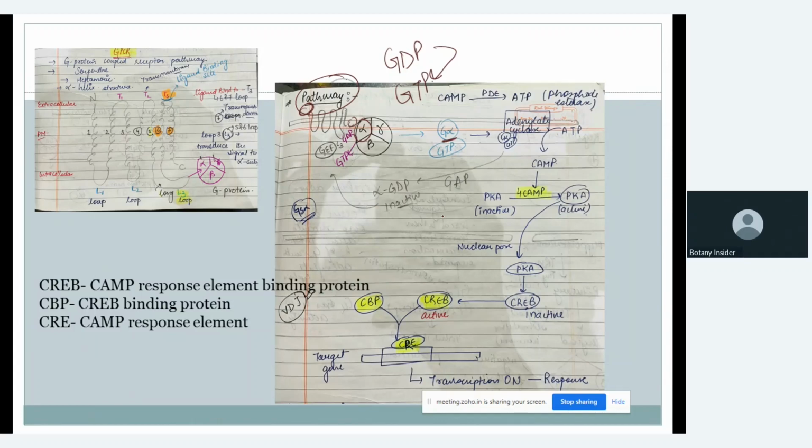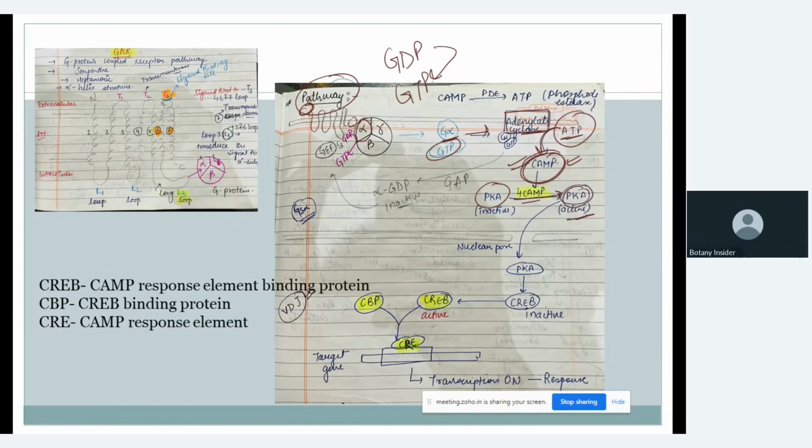So we have G alpha and GTP. Now what happens is that this G alpha and GTP, it converts the ATP into cAMP. Now the cAMP gets activated. In addition to this, adenylate cyclase functions in this way. Now cAMP converts the inactive state of PKA into PKA active.